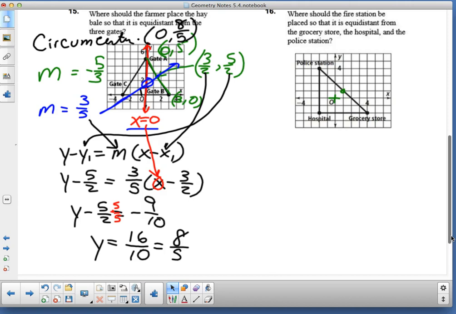Not an impossible question, but challenging, right? There's a lot of things going on in that question. We used perpendicular lines. We used writing an equation. We used slope. We used vertical lines. We used systems of equations. We used the idea of circumcenter. Wow, 6 different topics in that one question.